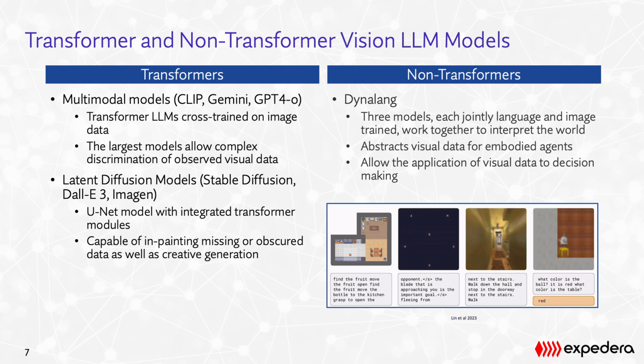Or you can then take that multimodal model, you can take CLIP and put it into a larger model such as Stable Diffusion, DALL-E, or Imagen, where they use CLIP to develop the latent space that then controls how a UNet convolutional neural network works to generate images.